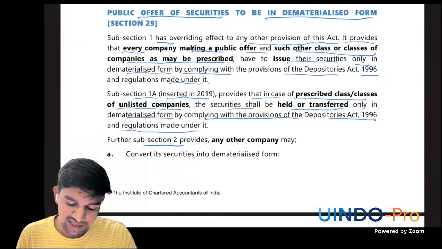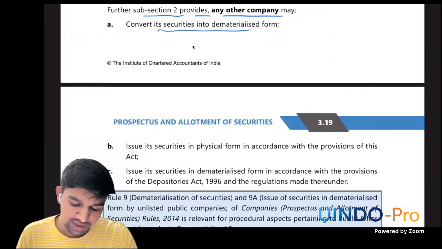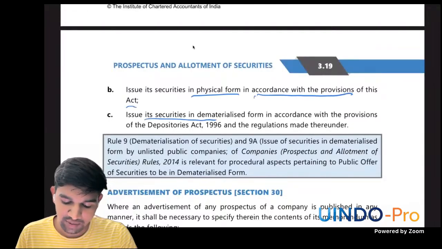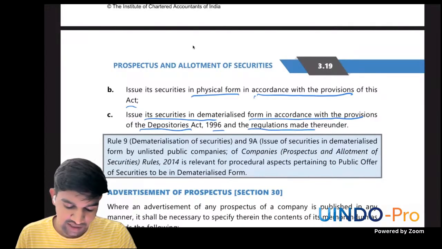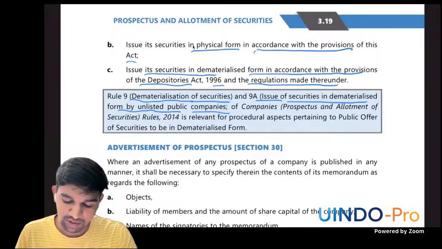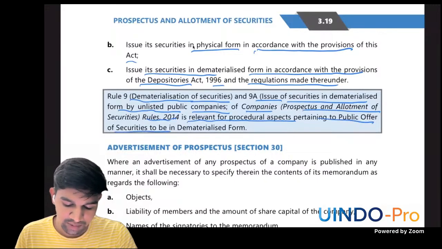Further, subsection 2 provides that any other company may convert its securities into dematerialized form or issue its securities in physical form in accordance with the provisions of this Act, and issue securities in dematerialized form in accordance with the provisions of the Depositories Act 1996 and the regulations made thereunder. Rule 9, dematerialization of securities, and Rule 9A, issue of securities in dematerialized form by unlisted public companies, of the Companies (Prospectus and Allotment of Securities) Rules 2014, is relevant for the procedural aspect pertaining to the public offer of securities to be in a dematerialized form.